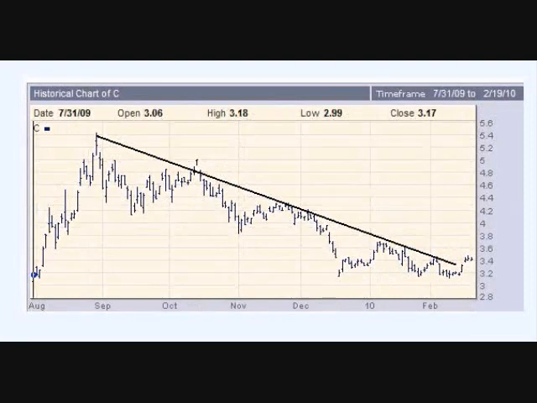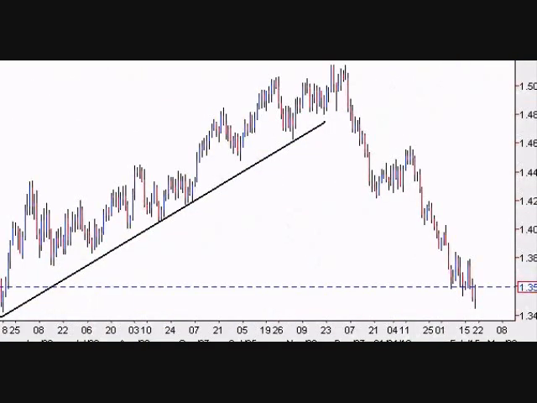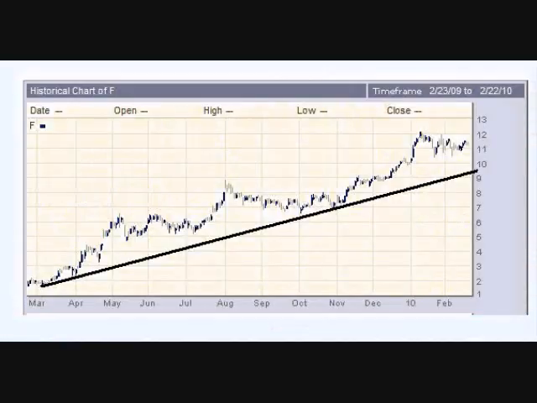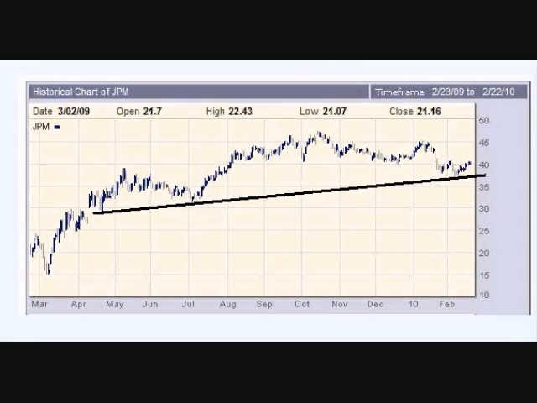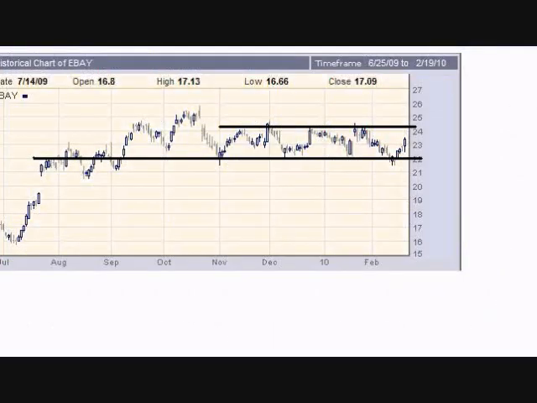Sometimes trend lines act like support as well. When this happens, price bounces off of the trend line. Often price will channel between two support and resistance lines or two trend lines.